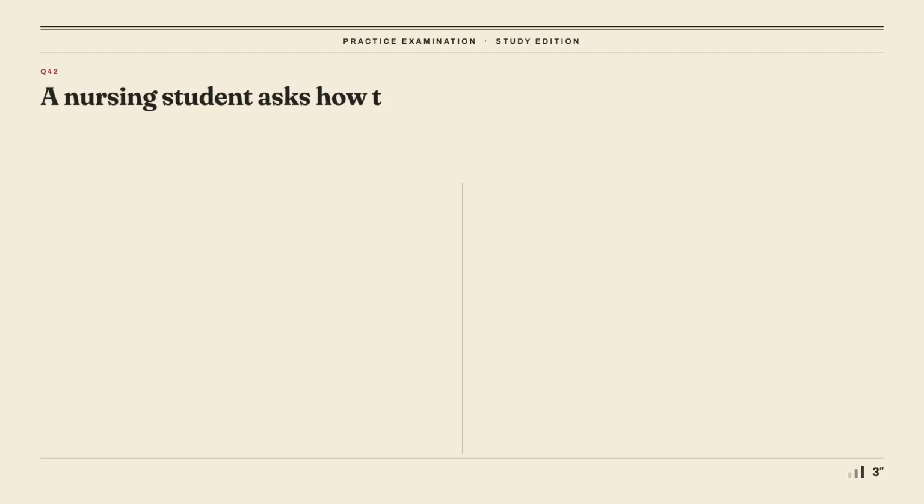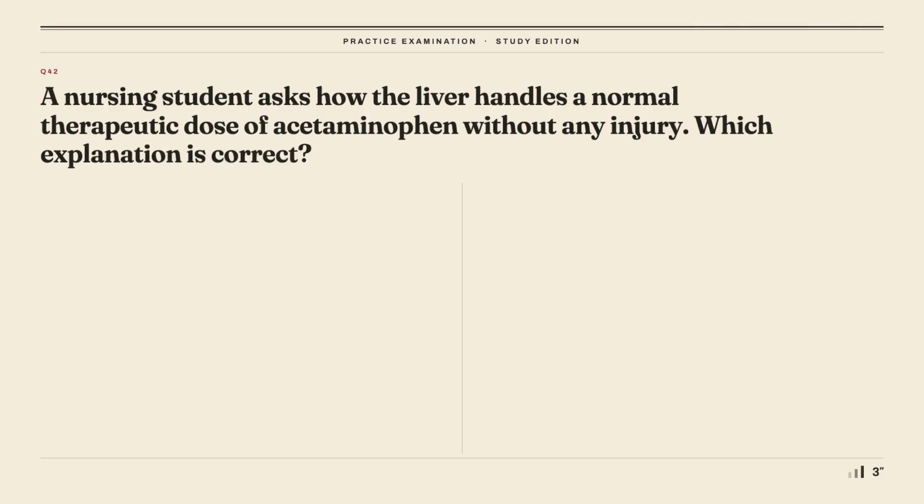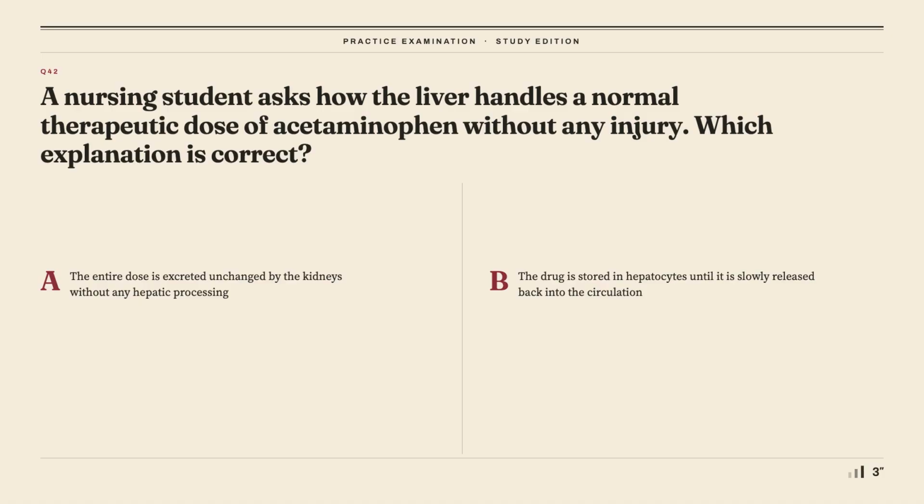Question 42. A nursing student asks how the liver handles a normal therapeutic dose of acetaminophen without any injury. Which explanation is correct? Your options are: A. The entire dose is excreted unchanged by the kidneys without any hepatic processing. B. The drug is stored in hepatocytes until it is slowly released back into the circulation.